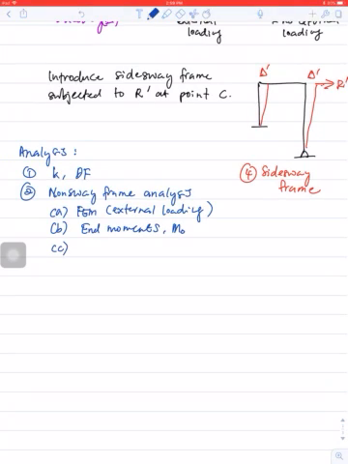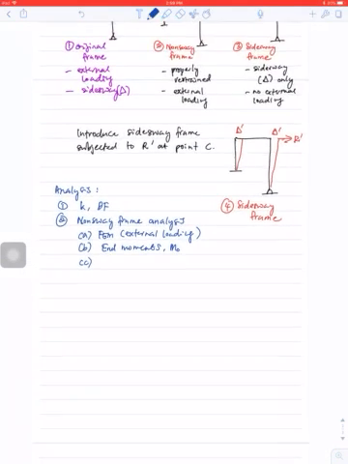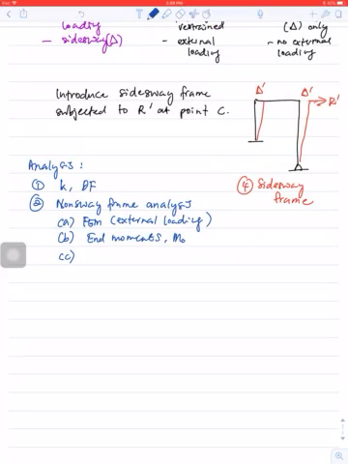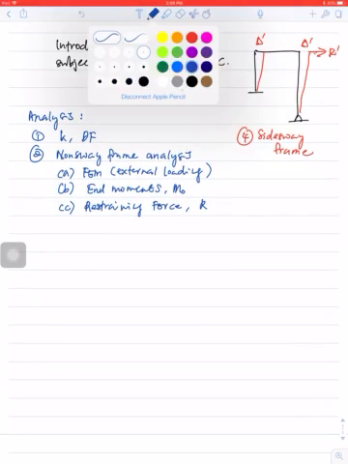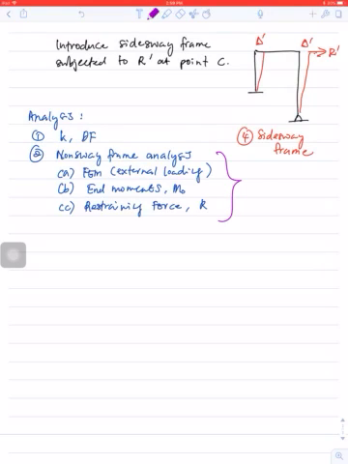Stage 2C, we have to determine the restraining force value, the restraining force R. All of this will be referred to figure 2. For number 3, we have the side sway frame analysis.